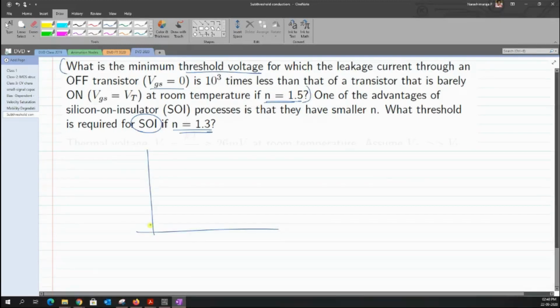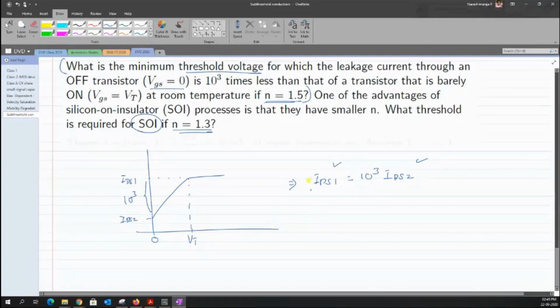We know that there is some sort of current at these two points. One, when the value of VGS is at VT, there is some current, which is IDS1, let us take, and there is also one more current, which is IDS2, when VGS is equal to 0. The difference between these two is 10 to the power 3. That is, IDS1 is 10 to the power 3 times greater than the value of IDS2. That is what is being given here. Now, we want you to compute the value of VT based on this expression.